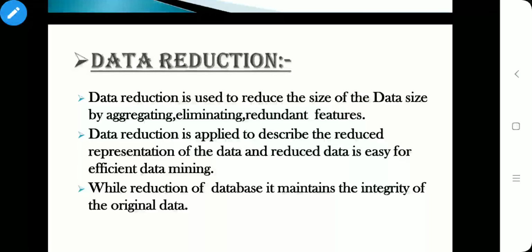Next data pre-processing technique is data reduction. It can be applied to obtain a reduced representation of the data set that is much smaller in volume, but it maintains the integrity of the original data. It is used to reduce the size of the data by aggregating and eliminating redundant features. It is applied to describe the reduced representation of the data so that reduced data is easy for efficient data mining. While reducing the database, it maintains the integrity of the original data.